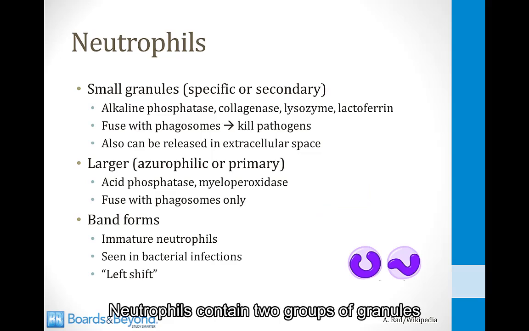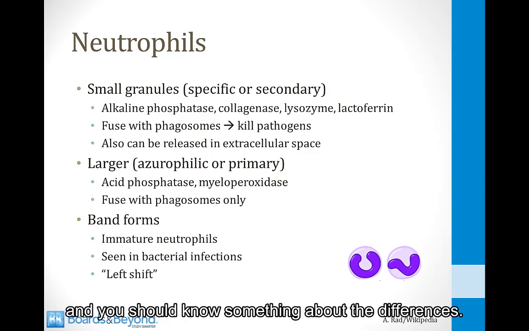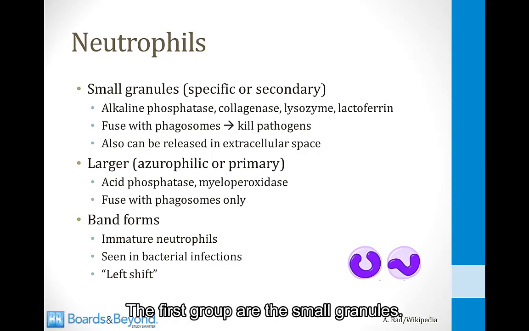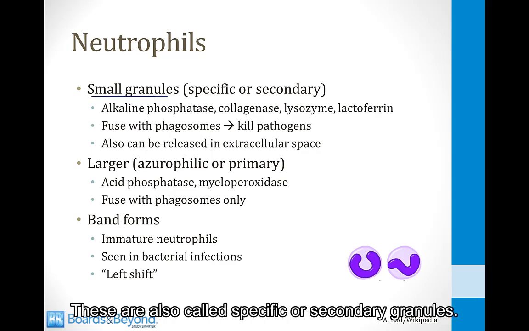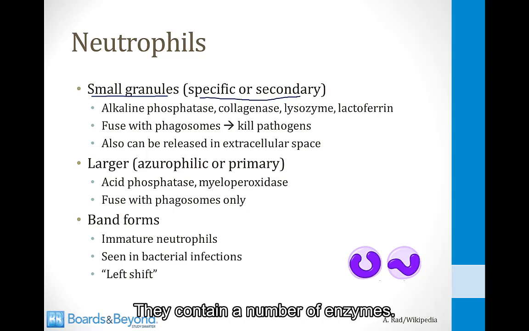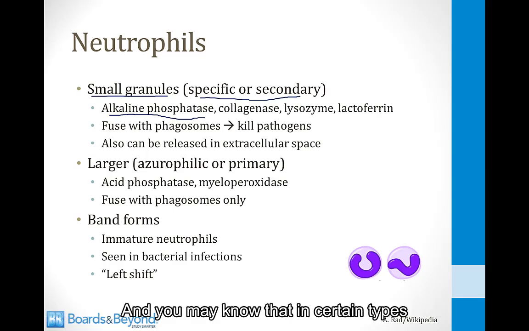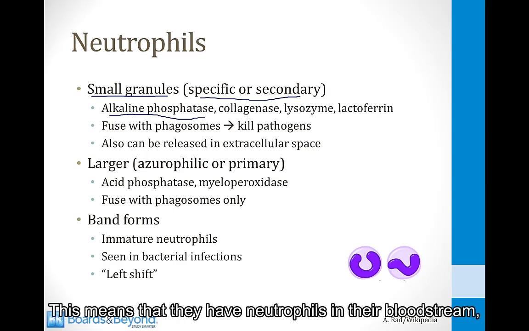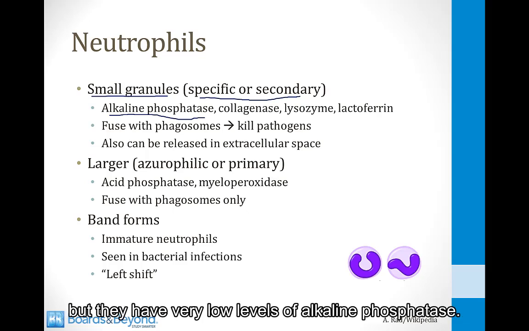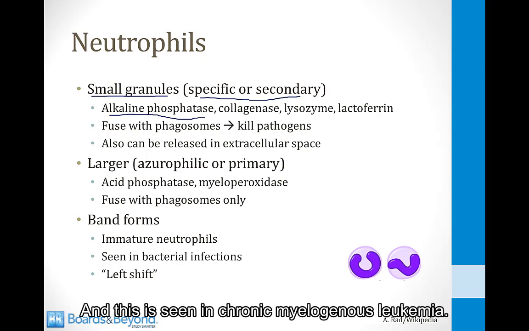Neutrophils contain two groups of granules, and you should know something about the differences. The first group are the small granules. These are also called specific or secondary granules. They contain a number of enzymes. I've listed some of the important ones here. Alkaline phosphatase is an enzyme from the small granules, and you may know that in certain types of leukemias, patients have what's called a low alkaline phosphatase score. This means that they have neutrophils in their bloodstream, but they have very low levels of alkaline phosphatase, and this is seen in chronic myelogenous leukemia.